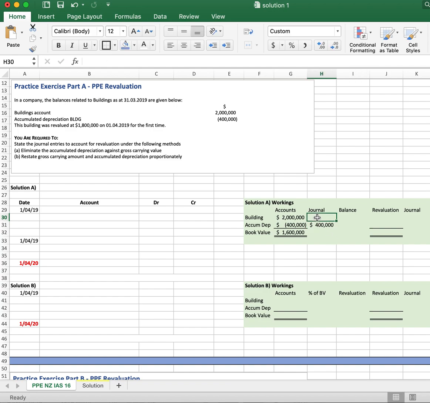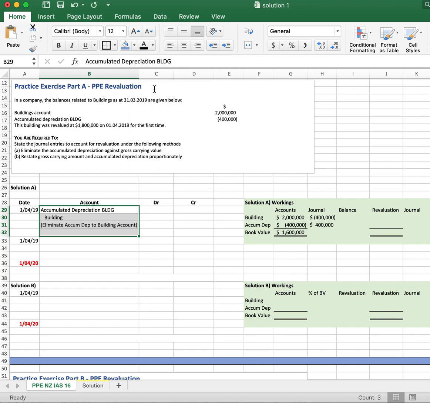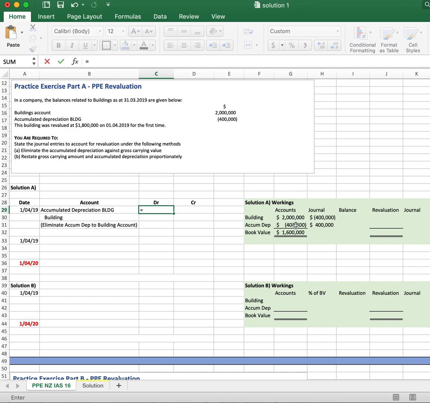To get rid of that, the journal would be 400,000 debit to the accumulated depreciation, and we would credit the building account that amount, right? So we can do that journal. I have put the accounts in here previously, just so you don't have to painfully watch me type in the names of the accounts. So this is that journal I'm talking about. We're going to debit the accumulated depreciation account for the building.